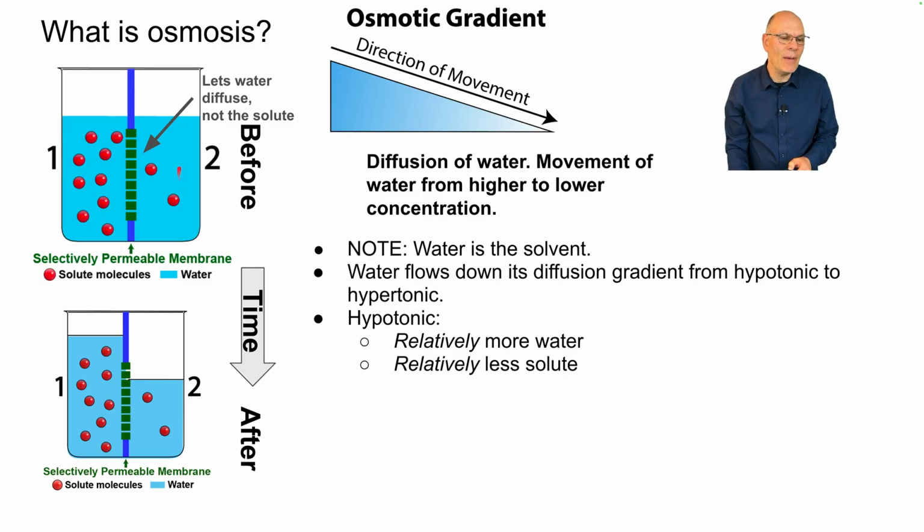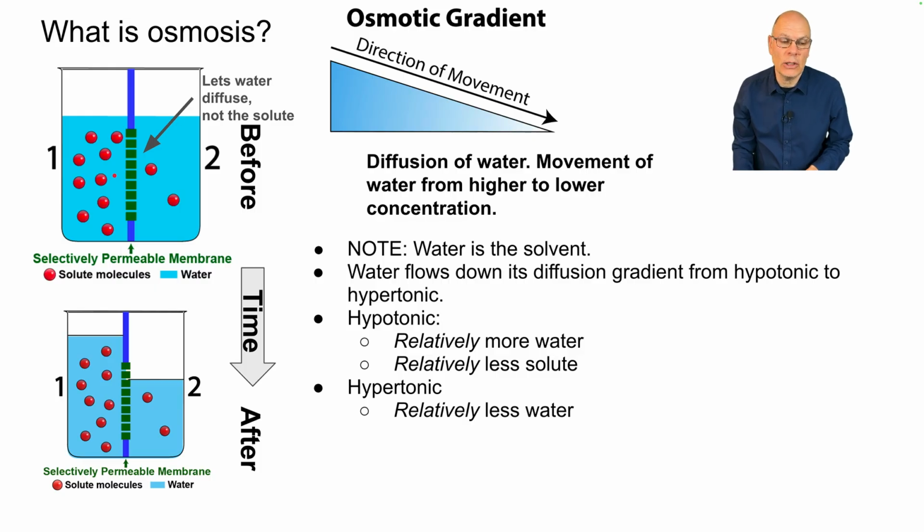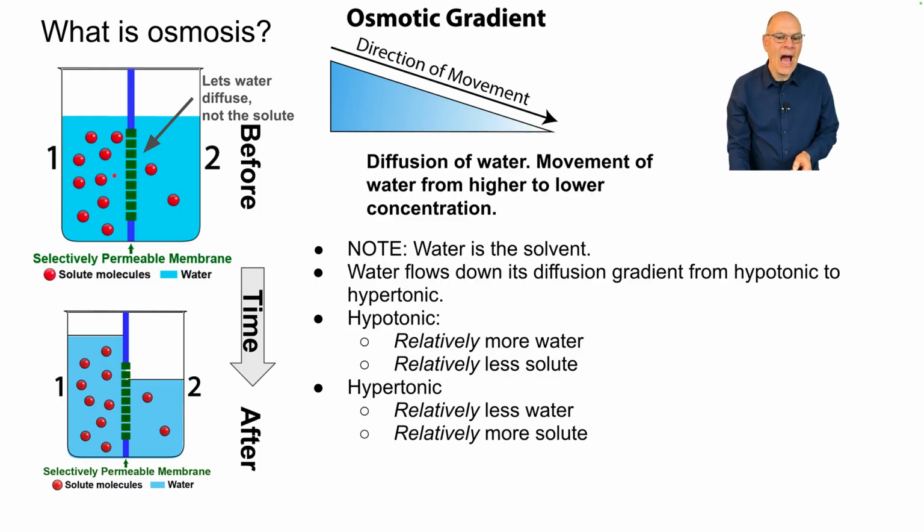So in this diagram, this side is hypotonic. It has a higher percentage of water molecules. It has a lower percentage of solute molecules. This side is hypertonic. And that means that it has relatively less water, a lower percentage of water molecules, and a higher percentage of solute molecules. But that's this compared to this.